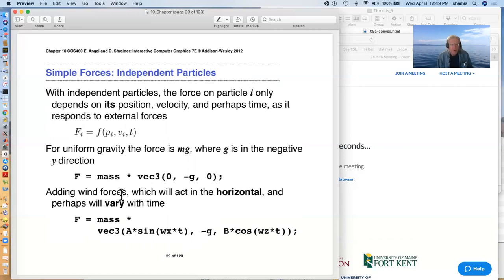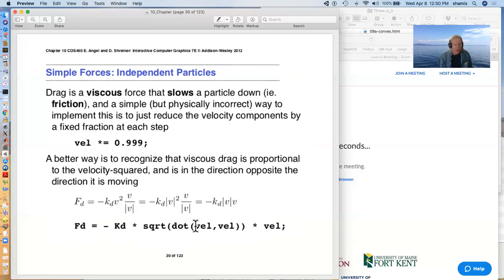Now, for independent particles, that force only depends on position, velocity, and time as it responds to external forces. With uniform gravity, the force is mg. We could express this as a vector with a minus g in the y component. And if we had wind, it might vary sinusoidally or have some other dependence on time.